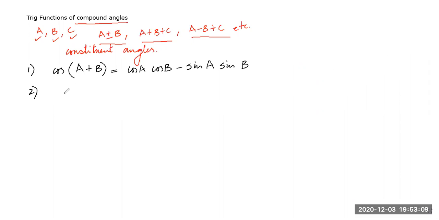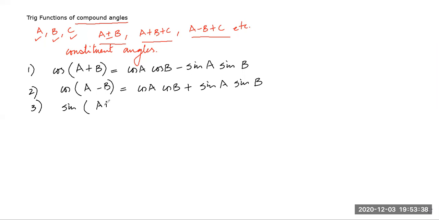Now we have cos of A minus B. Well, that is equal to cos A cos B. If it is a plus sign here, it's minus. If it is minus, we have plus here. So sin A sin B. Right? We have the third formula. Sin of A plus B.